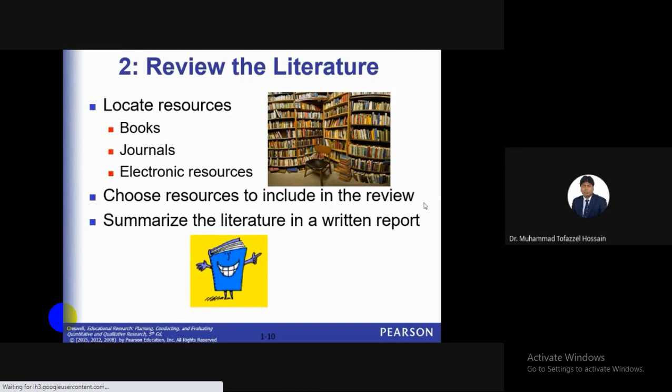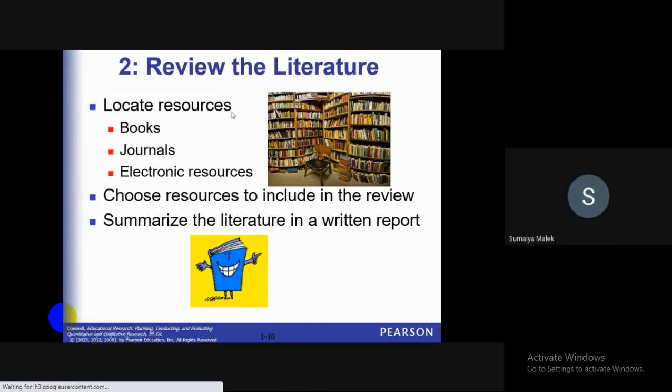Then how can you review the literature? You see a lot of books, a lot of ideas, a lot of research. Now you can get digital books, digital articles, digital resources. And how can you review all those? I think last time I showed you how to search, right? Yes, sir. Then you have to locate resources.